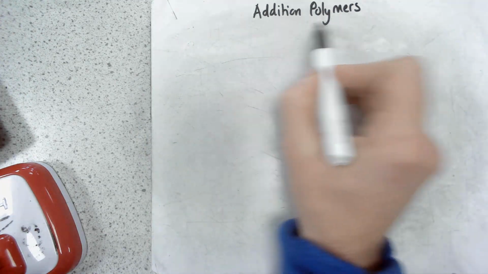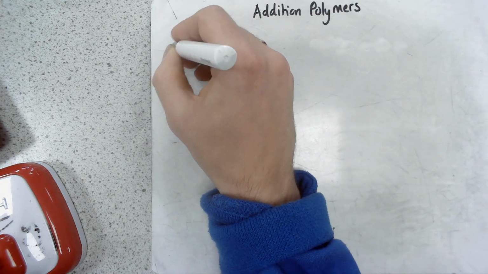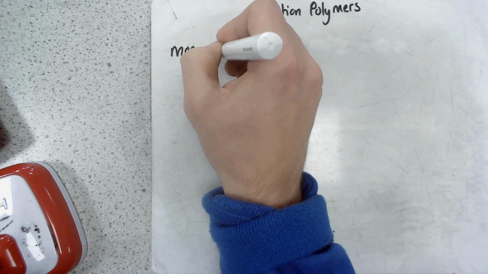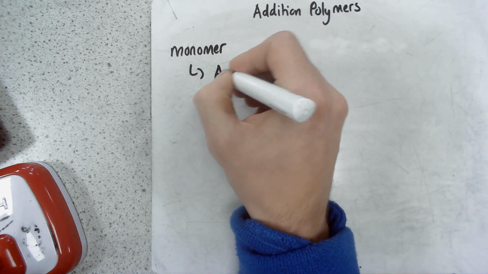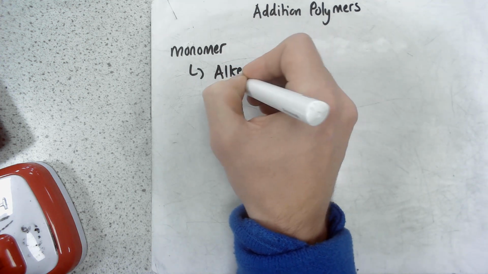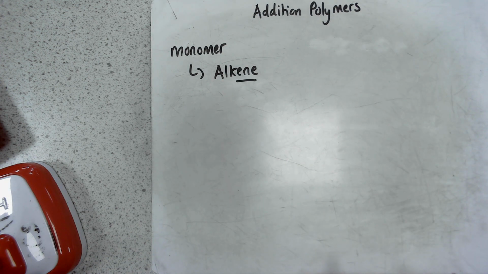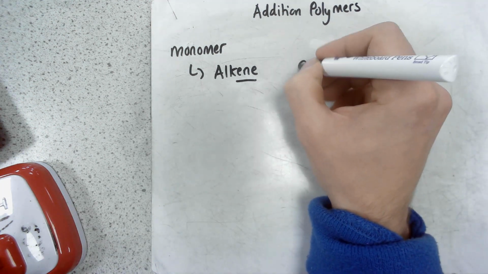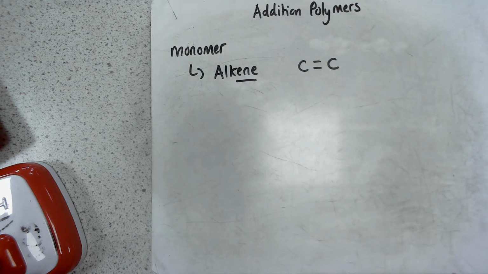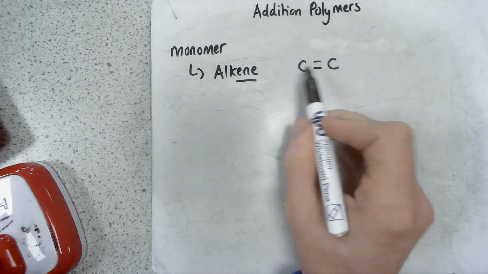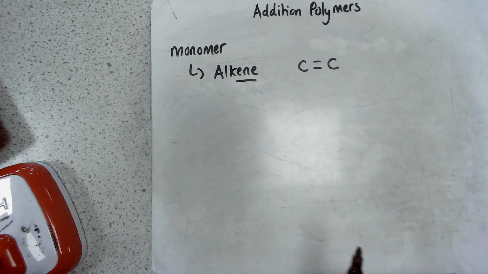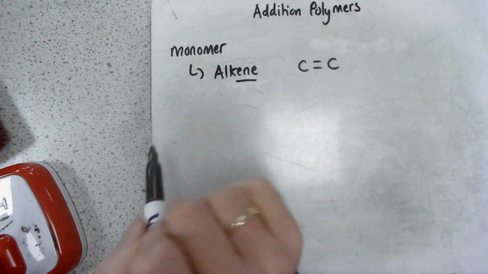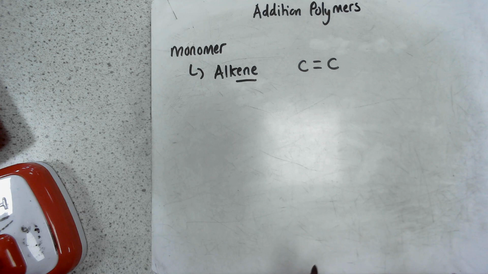Now, if we're going to think about addition polymers, which is obviously our title, the monomer of an addition polymer always needs to be an alkene. If you've done the organic chemistry unit, you'll be quite familiar with this, I hope, and you will know that alkenes have to have carbon-carbon double bonds in them. Without that, you cannot have an addition polymer. So you must always have an alkene as a monomer. Let's have a look at some examples, or maybe we'll look at how to name them first.